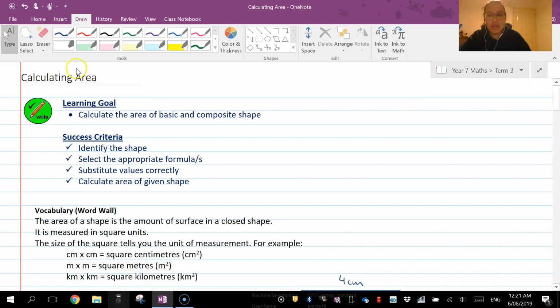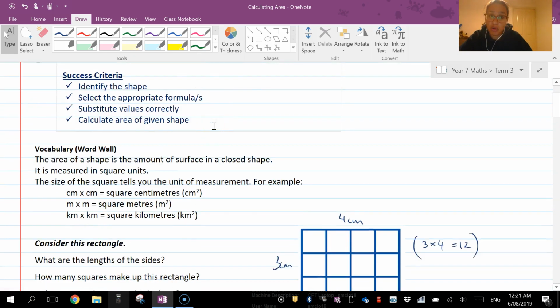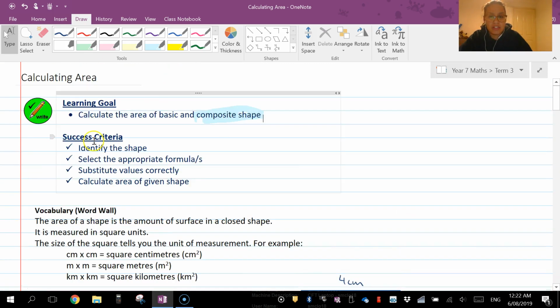Hey everyone, in this video we're looking at calculating area, and more specifically we are looking at composite shapes and how you would tackle those. If you need a reminder, go back and watch basic shapes, but your success criteria is still the same.